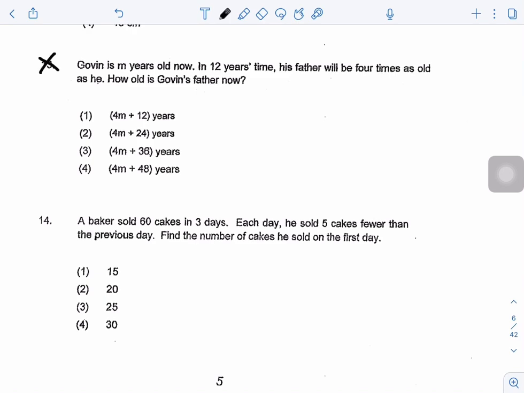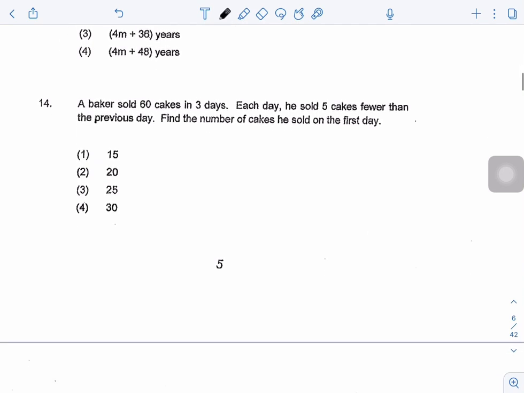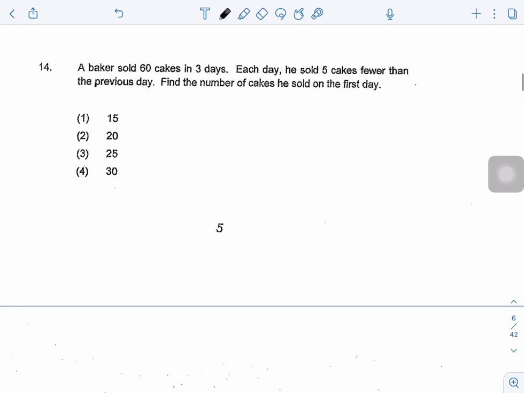This is an algebra question. We're going to skip. Question 14. A baker sold 60 cakes in 3 days. Each day he sold 5 cakes fewer than the previous day, which means that as the days go by, he sold fewer and fewer cakes, right? Find the number of cakes he sold on the first day. He sold it for 3 days.